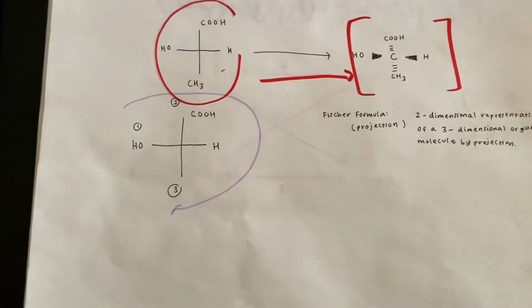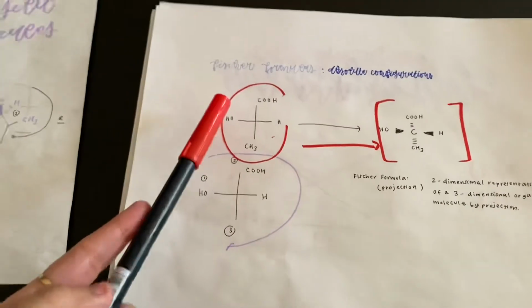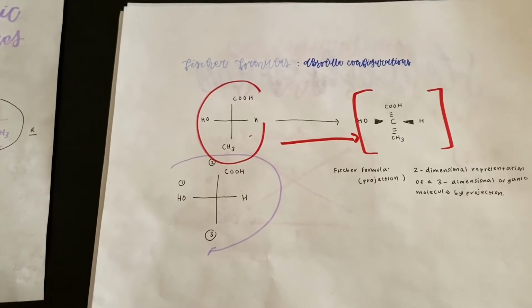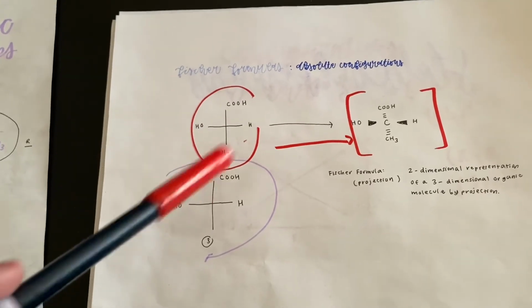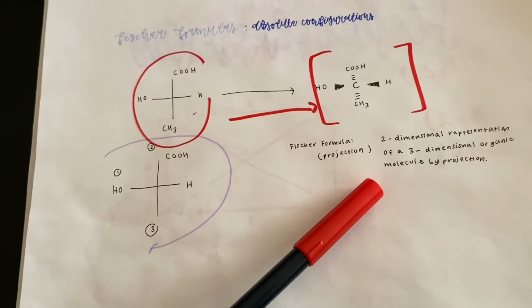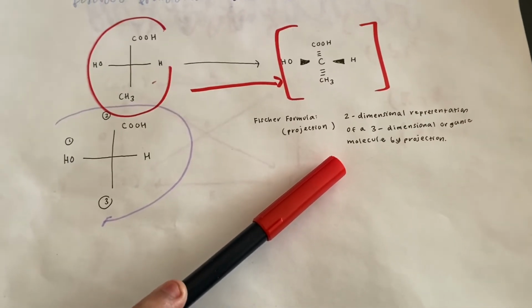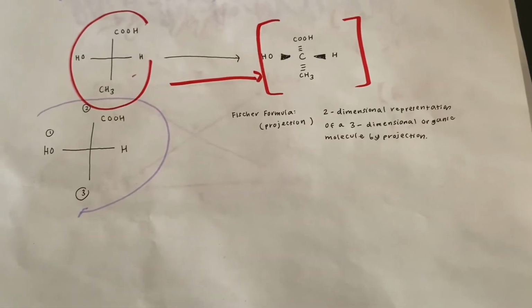Let's talk about the Fischer formula. So Fischer formulas are easily translated into bow tie formulas, which are known as 3D formulas. The order of the priorities would follow a clockwise direction in the Fischer formula. Fischer formula, a 2D representation of a three-dimensional organic molecule by projection. So since it follows a clockwise direction in the formula, the actual configuration of the molecule would be S. The order of priorities follows a clockwise direction in the formula.